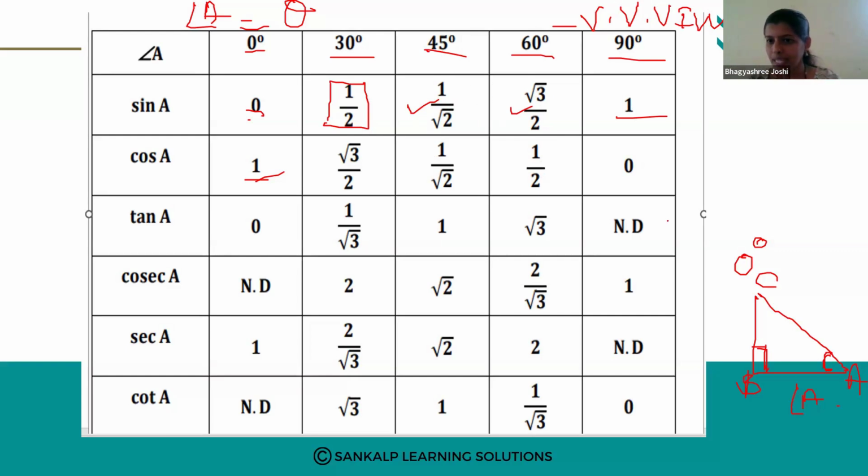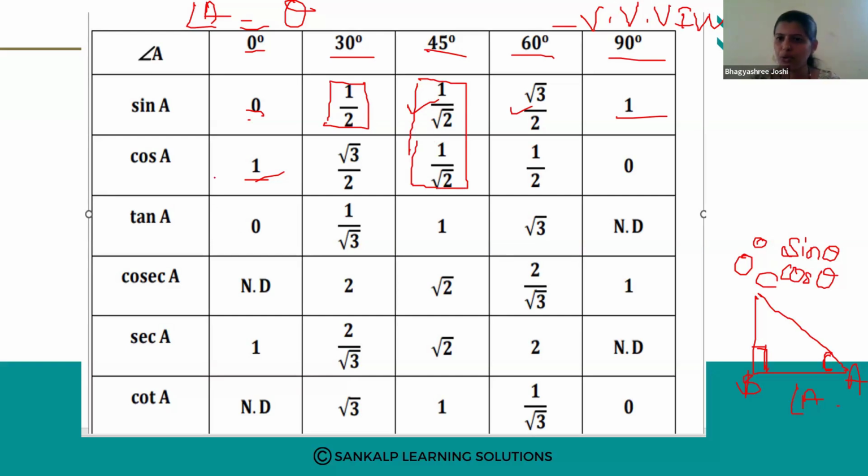Another one I want to tell you: in an MCQ question, in which value of theta will sin theta and cos theta remain the same? In which value of theta are sin theta and cos theta the same? It is 45 degree. So observe carefully. Sin 45 is 1 by root 2. Cos 45 is 1 divided by root 2.